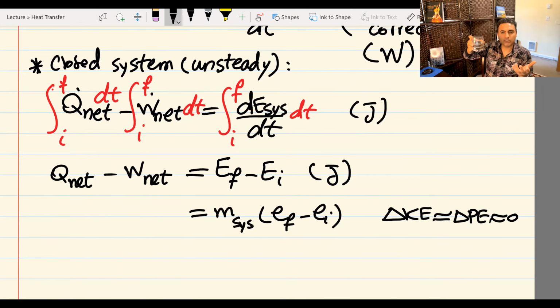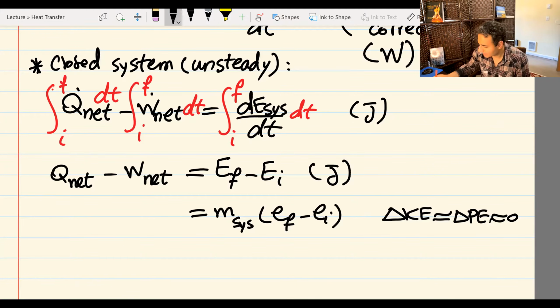But from state 1 to state 2, I'm not going to move this around and change its elevation. If I change the elevation of it, then the change in potential energy would be the thing. Or if in state 1 it was just not moving, but in state 2 I'm moving it with constant speed, then that would change the kinetic energy. So there is kinetic energy and potential energy, but they don't change.